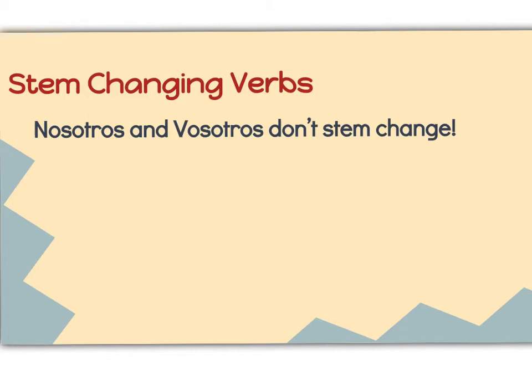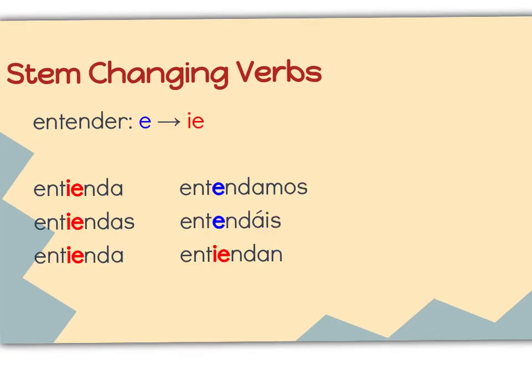Now let's talk about stem changing verbs. Just like in a normal present tense verb, the nosotros and the vosotros don't stem change. Okay, so por ejemplo, yo tengo entender, to understand. This is a normal E to IE present tense stem changing verb.